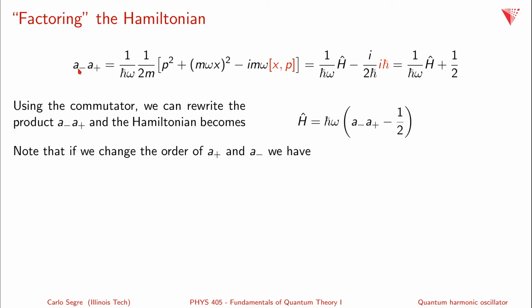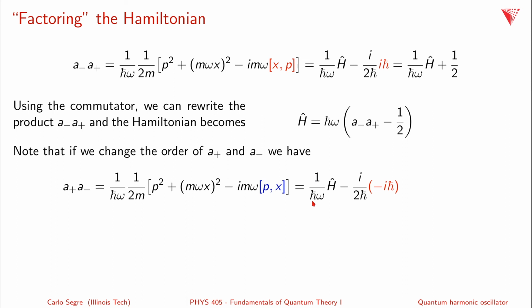Now, if we change the order of a plus and a minus, so we have a plus a minus instead of a minus a plus, we're going to get everything the same, except that we have a commutator of p and x instead of the commutator of x and p. But the commutator of p and x is just a negative of the commutator of x and p, because the commutator in this case is just a constant. It's i h bar. And so this then becomes 1 over h bar omega times the Hamiltonian minus i over 2 h bar times minus i h bar.